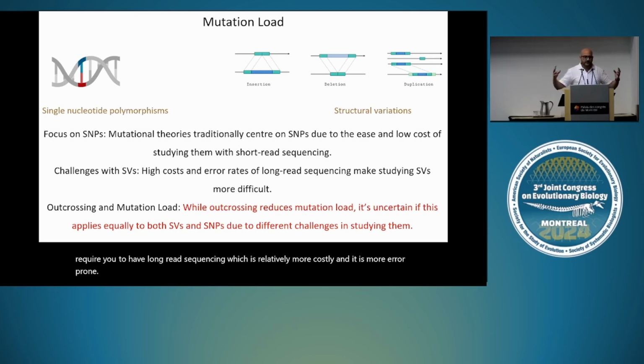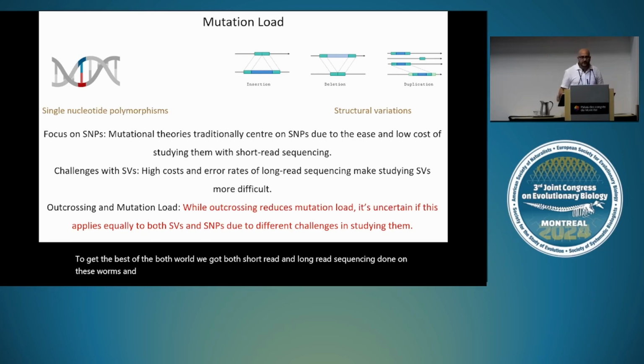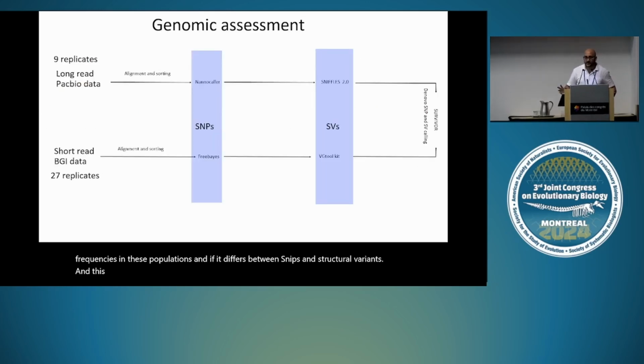To get the best of both worlds, we got both short read and long read sequencing done on these worms. And we asked the question if mutagen purging ability is reflected in the male frequencies in these populations, and if it differs between SNPs and structural variants. And this was the bioinformatic pipeline that I used.